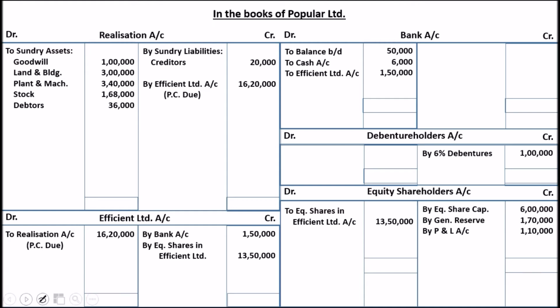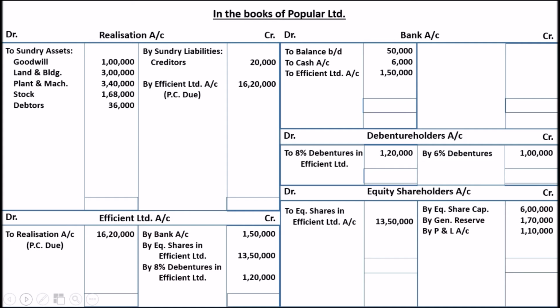And lastly, we have received debentures which will go to the debenture holders account as to 8% debentures in Efficient Limited 1,20,000, and the credit effect by 8% debentures in Efficient Limited 1,20,000. Now we have passed entry for receiving the purchase consideration.